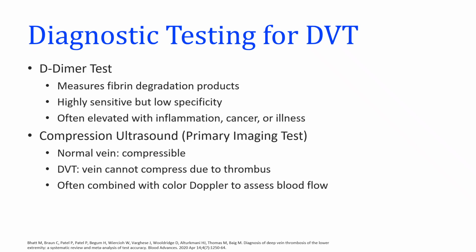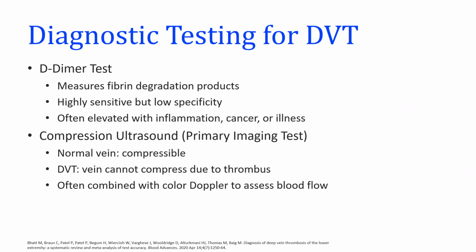Two common diagnostic tests used to evaluate DVT are the D-dimer blood test and compression ultrasound. D-dimer blood test measures fibrin degradation products in the blood. It is highly sensitive but has low specificity, meaning it is useful for ruling out DVT when negative, but elevated levels can also occur with inflammation, cancer, or other illnesses, limiting its specificity when positive.